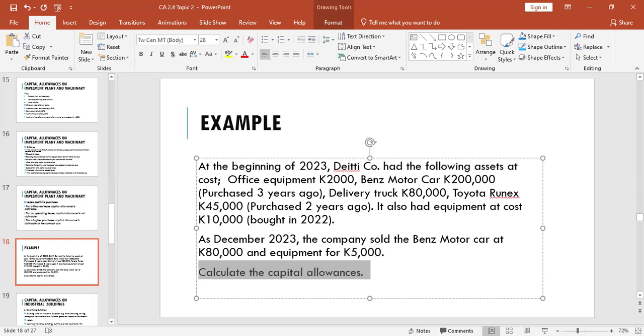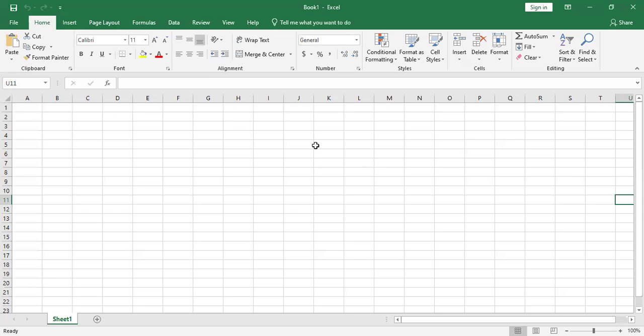So let me share my Excel so that we can do it. Okay, can you see my Excel? Yes. So give me the data. What do we have? I remember we've got office equipment. The amount is 2,000 for office equipment.